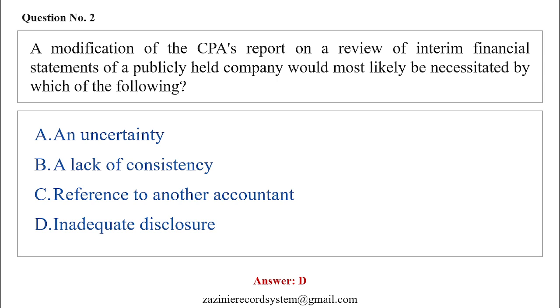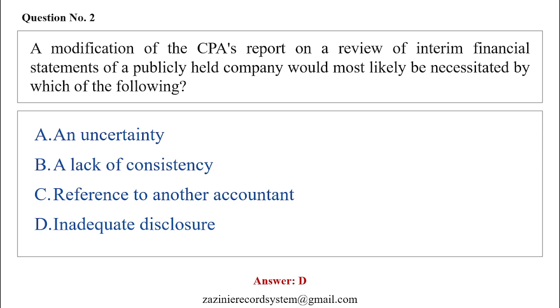Explanation. Letter D is correct because inadequate disclosure is a genuine departure from GAAP, and that's exactly the kind of issue that forces a modification to a review report. A mere uncertainty, a consistency question, or referencing another accountant's work don't rise to that same level in a review engagement.